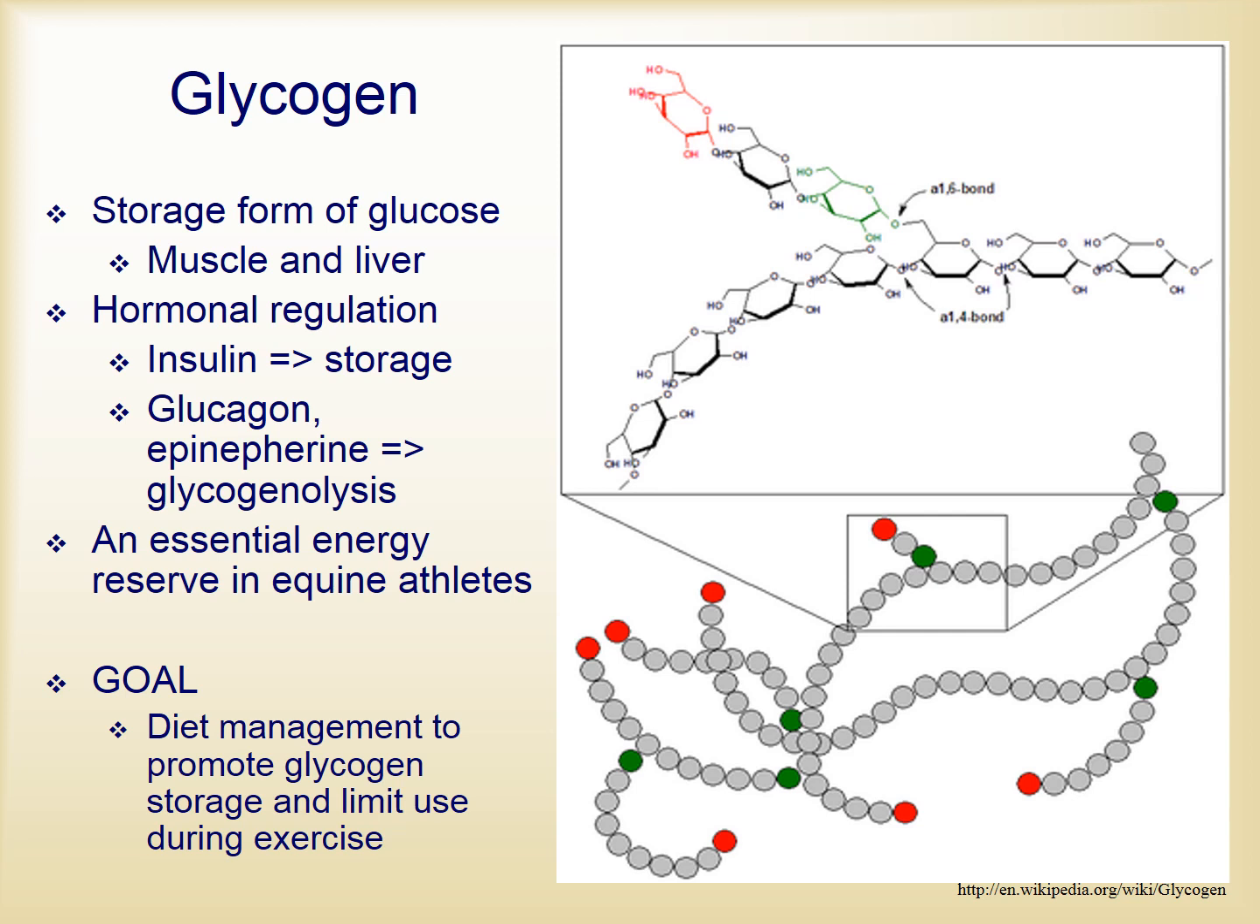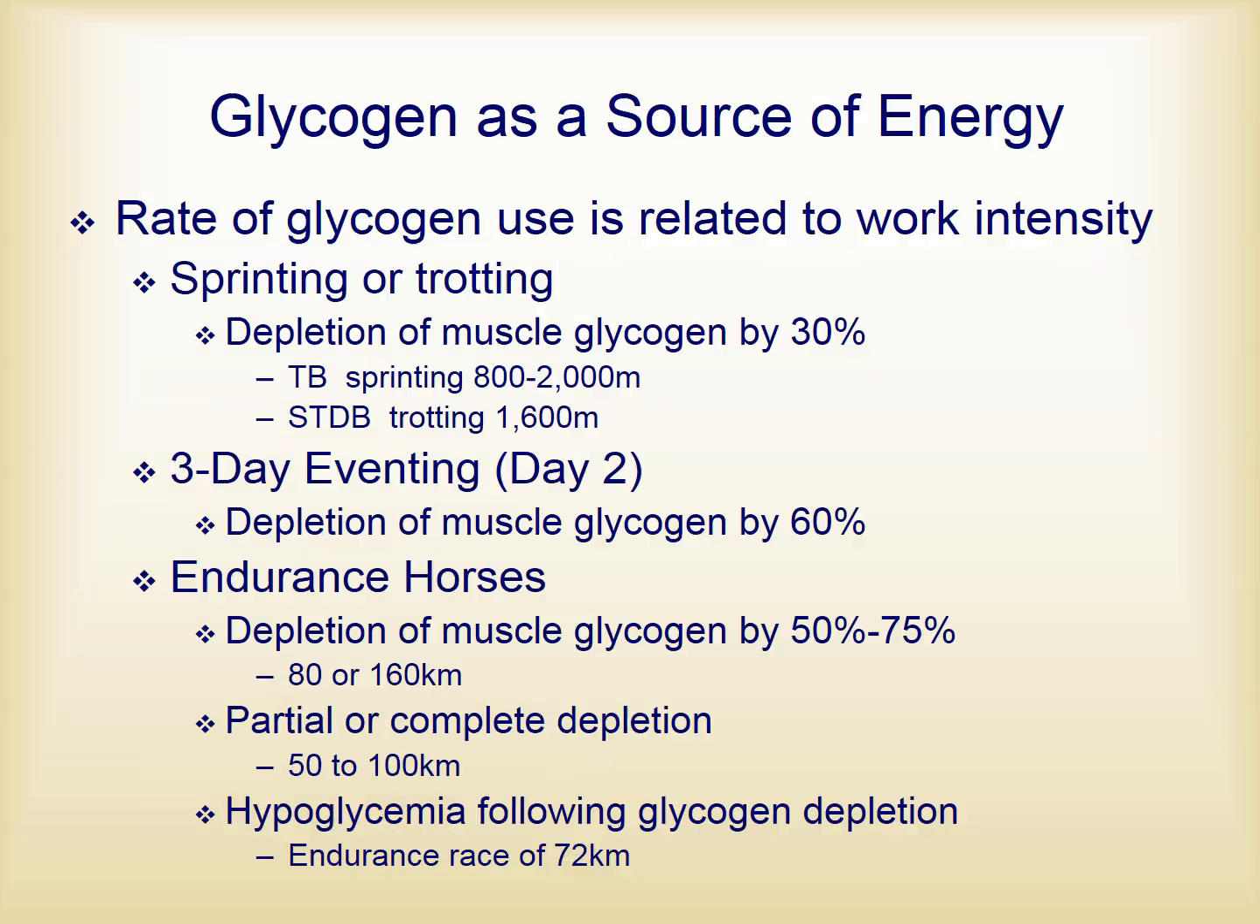So glycogen, remember, was going to be an essential energy reserve in our equine athletes. And our goal when we're feeding our athletes is to make sure that we provide them with a ration to promote glycogen storage, and not only promote the storage, but also to limit the use of glycogen during exercise. So thinking about using glycogen as a source of energy during exercise, a number of studies have been done that have looked at that, and the rate of glycogen use is actually related to work intensity, and that would make sense.